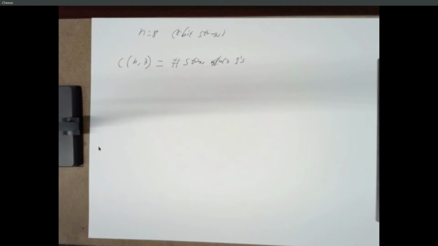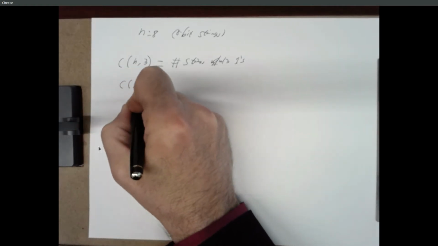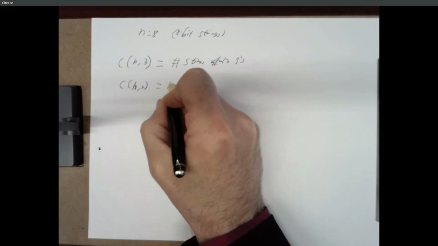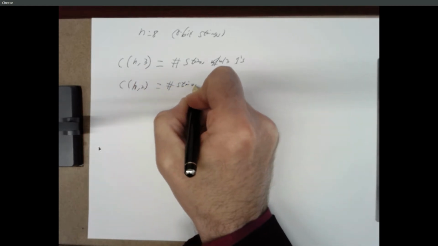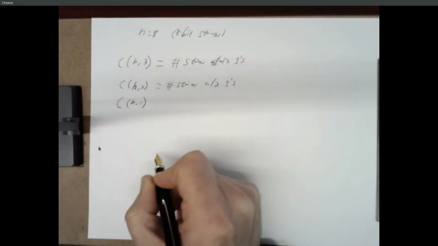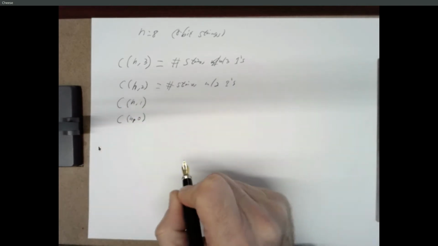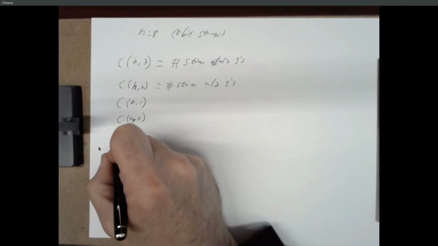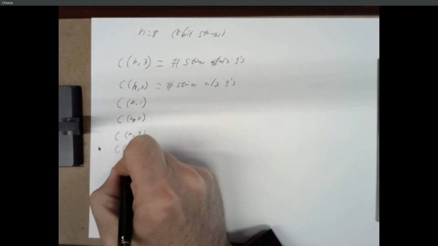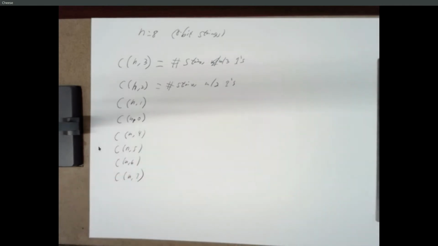So that's the number of things with 3 1s. How many 8-bit strings contain 2 1s? C of n2. C of n1 is the number of strings containing a single 1. C of n0 is the number of 8-bit strings containing 0 1s. And so on.